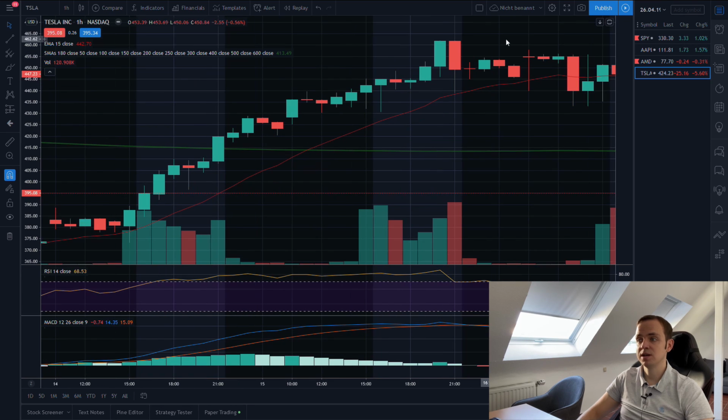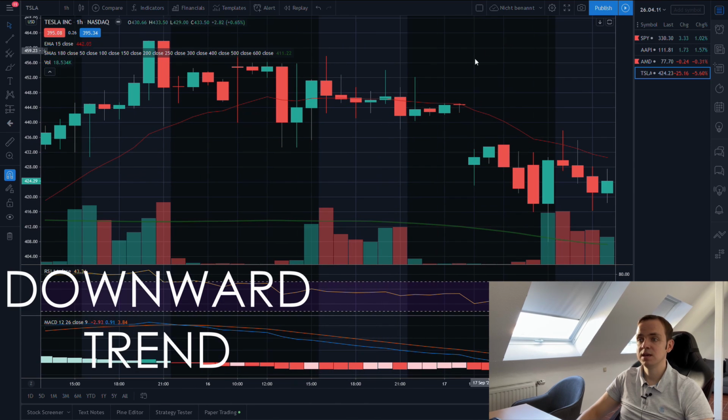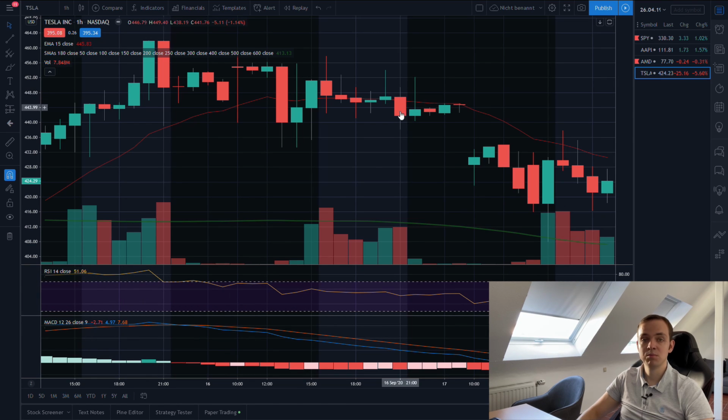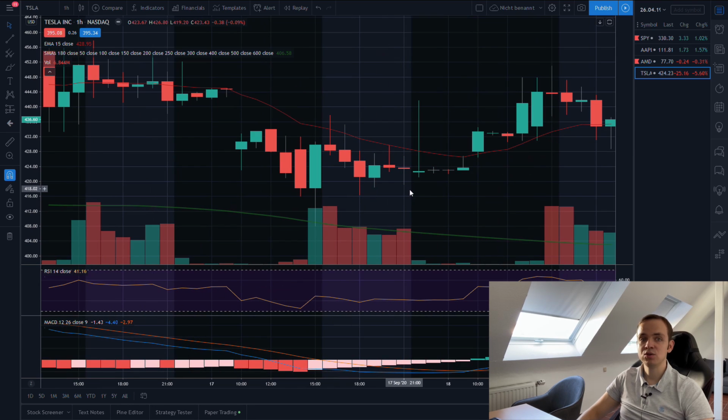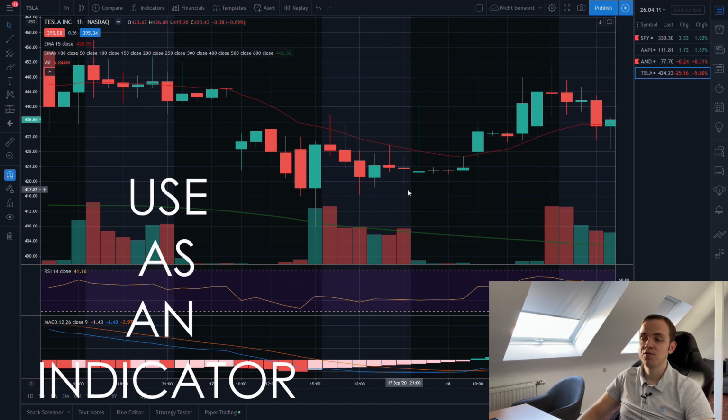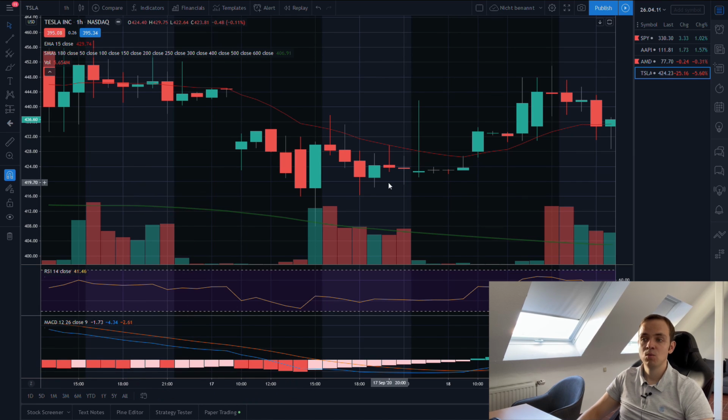We can check it for a downward trend. Here you can see as soon as it crossed below the moving average, the red line, it goes from 449 down to 441. So you can see you can use the moving average for an upward trend and a downward trend. You can see what the price is doing.